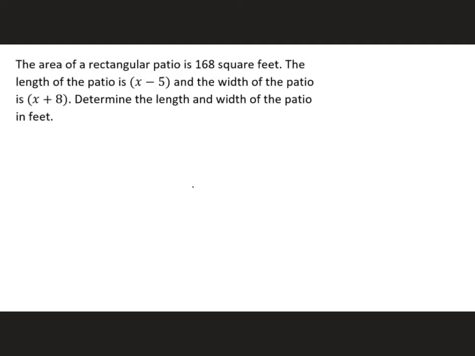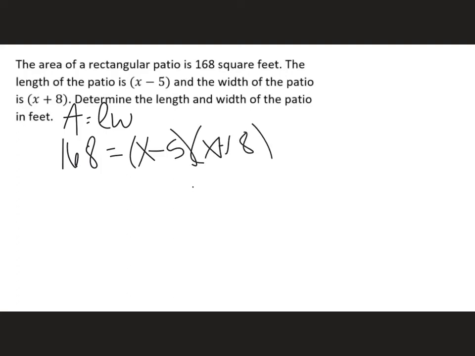Well, you should know from lower grades that area of a rectangle is length times width. So if I know area is length times width, then I know that 168 is area, length is x minus 5, and width is x plus 8. And then I could simplify this by going ahead and performing the multiplication between x minus 5 and x plus 8.